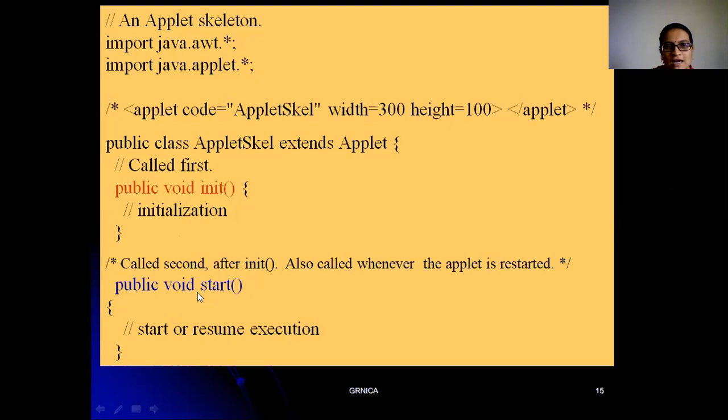Then start is called second. Whenever an applet is restarted, once we have stopped and then are going to resume the execution, you can have a start method. This is when you have stopped, not destroyed. Destroy is different from stop.